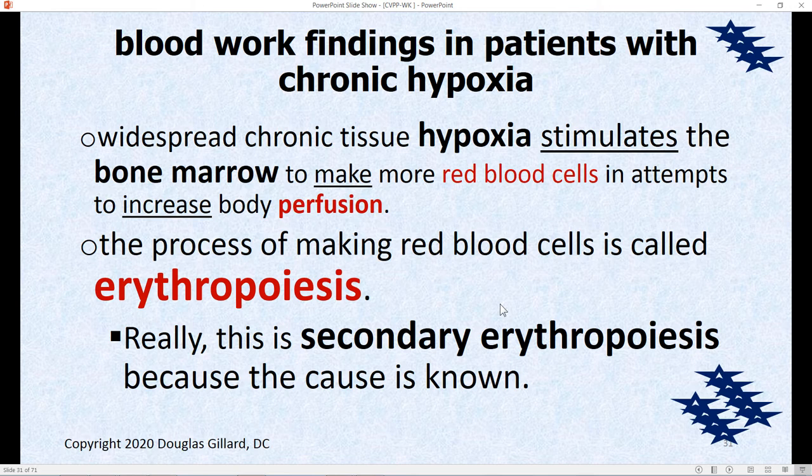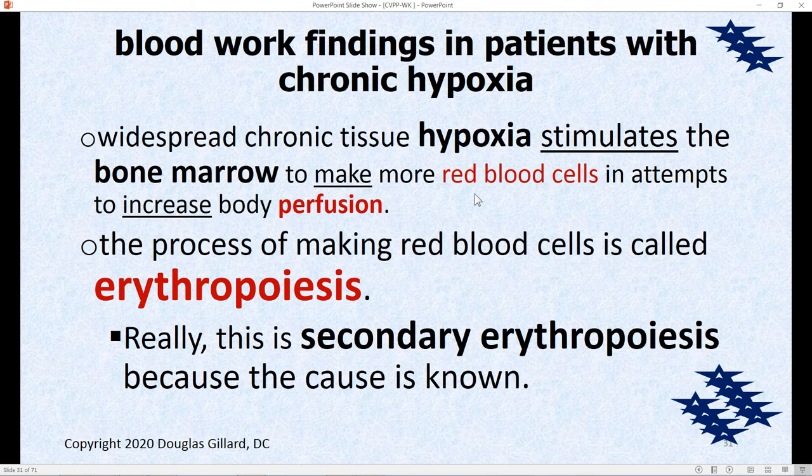What does the blood work look like in patients with this chronic hypoxia? Well, chronic hypoxia, besides all the other things we talked about, stimulates the bone marrow. Specifically, it stimulates something called erythropoiesis, which is the process of making red blood cells. So the body says, if we're not getting enough oxygen, what if we make more carriers of oxygen? That's its thinking, and it helps, too. So it makes more red blood cells.